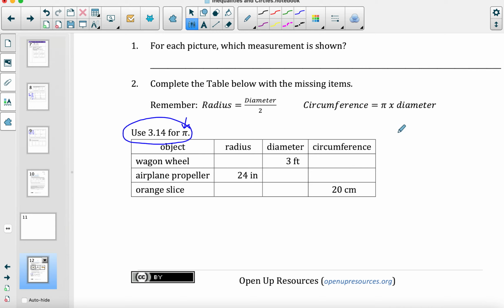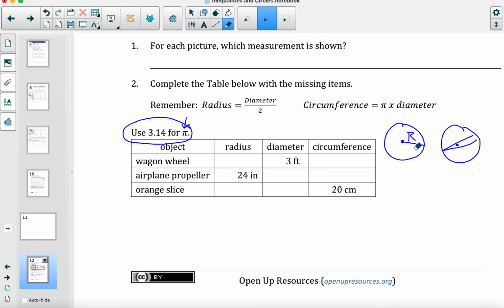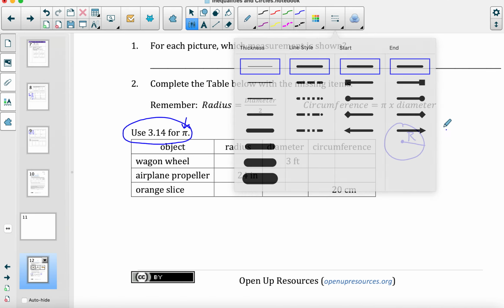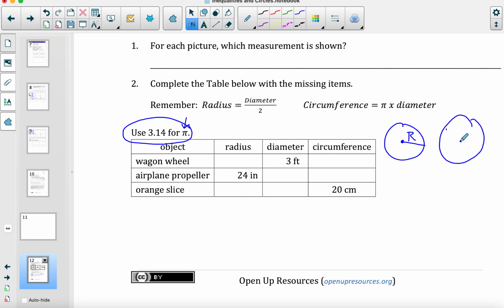And remember, radius is from the center to the edge. That's radius. Diameter is all the way across, but it goes through. Wow, that was terrible. Sorry, guys. Let's try that again. So diameter goes from side to side all the way across that circle, but it goes through the center of the circle. Okay, don't forget that. And we know that there are 2 radiuses in 1 diameter. And then if I want to find radius, it's half the diameter.